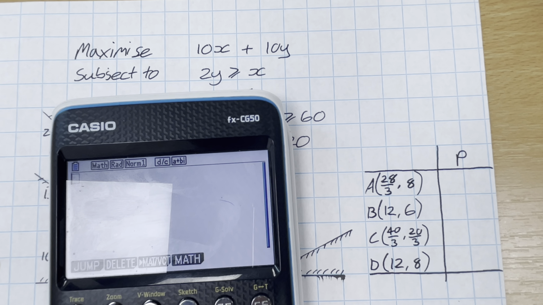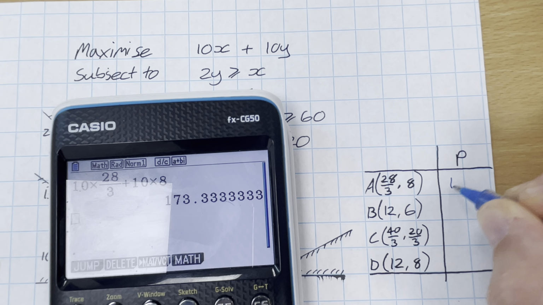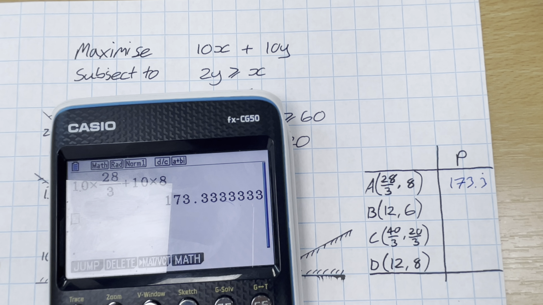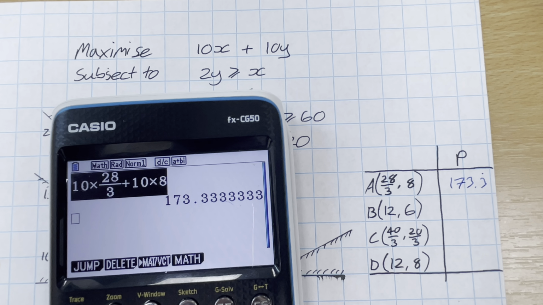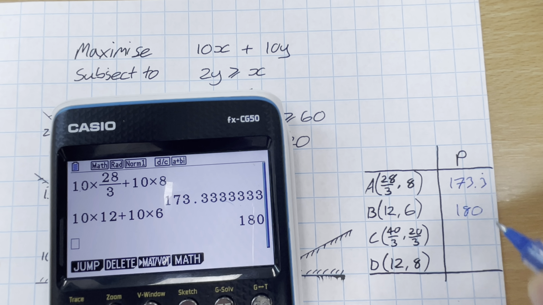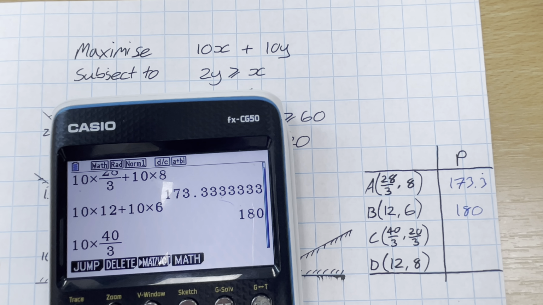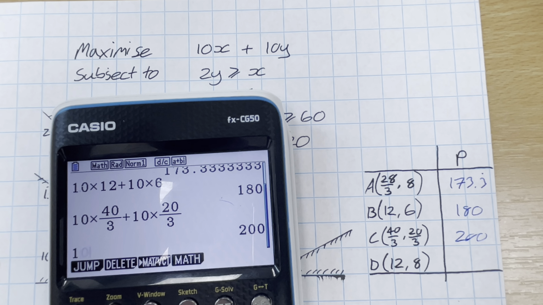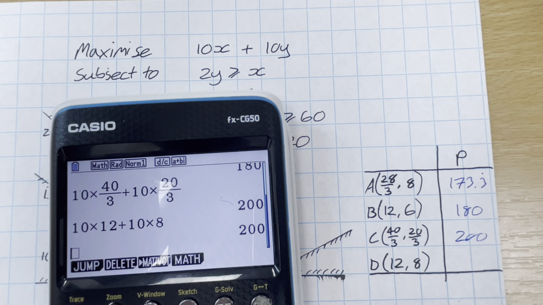At the point A, x is 28 thirds, and y is 8. So P is 173 and a third. I'll put that there. Now repeat that process for these other points. 10 times 12 plus 10 times 6 is 180. 10 times 40 thirds plus 10 times 20 thirds is 200. And 10 times 12 plus 10 times 8 is 200.